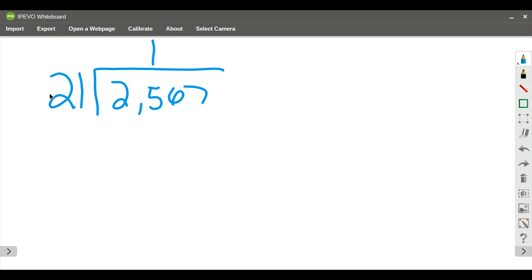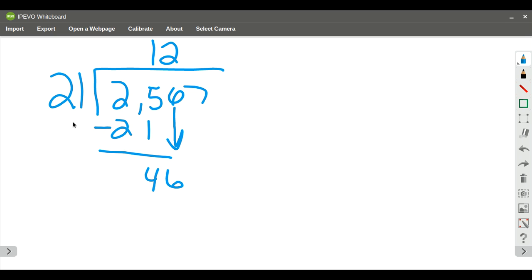Now I'm going to multiply. 21 times 1 is 21. I write that underneath and subtract. 5 subtract 1 is going to be 4. 2 subtract 2 is going to be 0. My next step is to bring down the 6. I look at how many times 21 can go into 46. 21 is able to go into 46 twice.